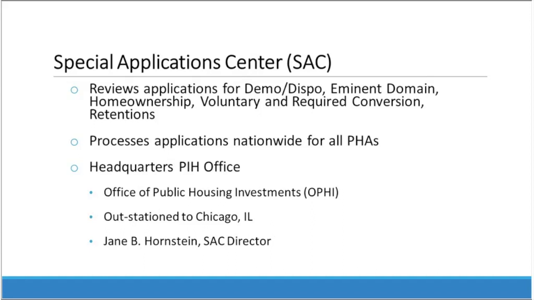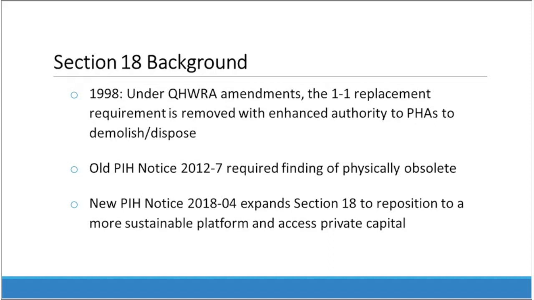SAC's office is in Chicago, and Jane Hornstein is the SAC director. She's been there a couple of years, and I know from working with her and her staff, they are very focused on helping housing authorities effectively get through a conversion. They've been staffing up, putting out a lot of trainings, and working with field office staff to deepen their knowledge of these different rules. There's a lot of effort being put forth by the SAC to help housing authorities with repositioning through Section 18 and streamlined voluntary conversion. A little more background on Section 18.